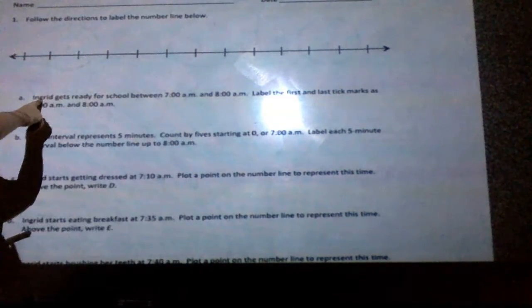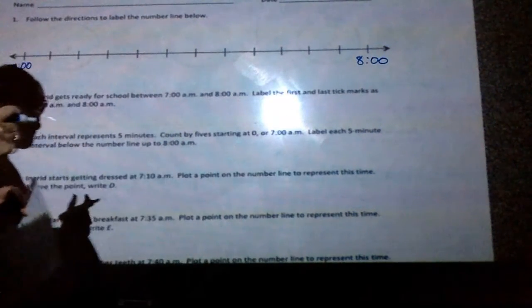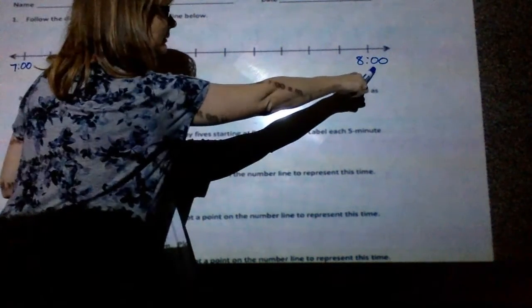Here we go. A tells us, it says Ingrid gets ready for school between 7 o'clock and 8 o'clock. Label the first and the last tick marks as 7 o'clock and 8 o'clock. So here we go. 7 o'clock looks like this. 8 o'clock looks like this, the first and the last. 7 o'clock and 8 o'clock. This is when she gets up. This is when she has to be ready for school.